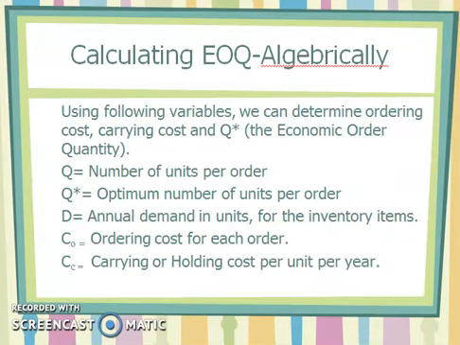Before knowing the formula for calculation of EOQ, first learn the expressions that will be used in calculation of EOQ. Q represents the number of units per order. Q star represents the EOQ. Capital D refers to the annual demand in units. CO represents ordering cost for each order, and CC represents carrying or holding cost per unit per year.